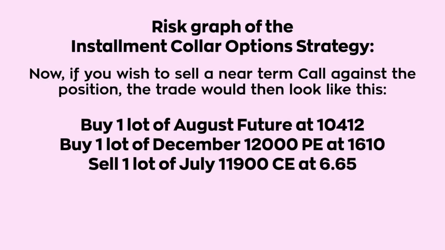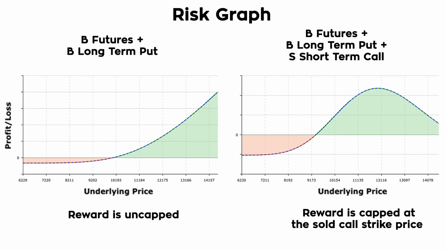Now, if you wish to sell a near-term call against the position, the trade would then look like this. Buy one lot of August future at 10,412. Buy one lot of December 12,000 put at 1610. Sell one lot of July 11,900 call at 6.65. The upside would now be capped at the strike price of the sold call option, but the risk would go down as you would collect premium from the sold call. Selling the call option after there is a rise in the price of the underlying asset has a higher payoff than doing it simultaneously with the bought options.